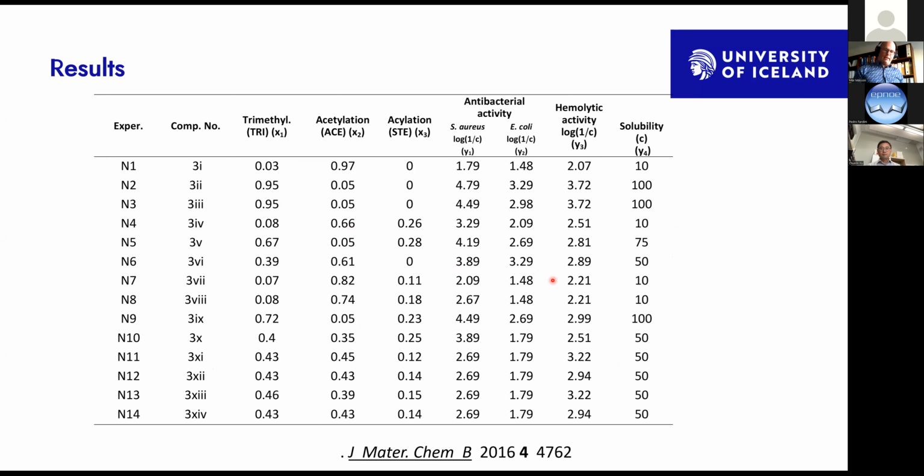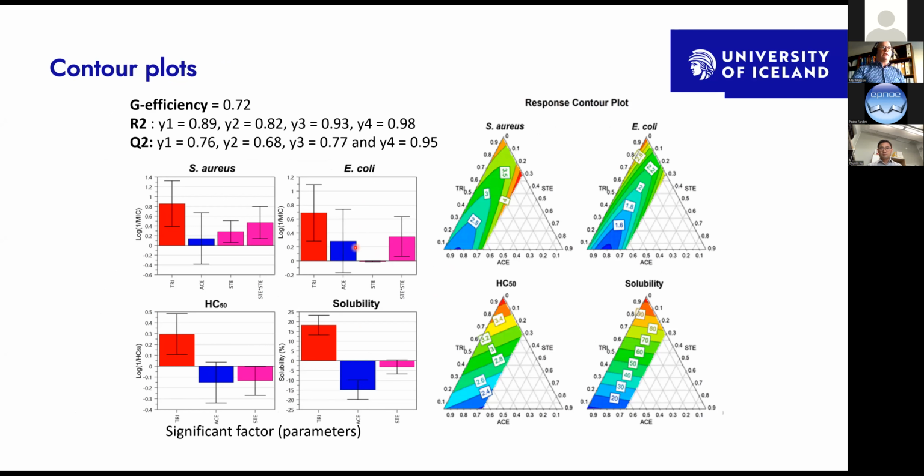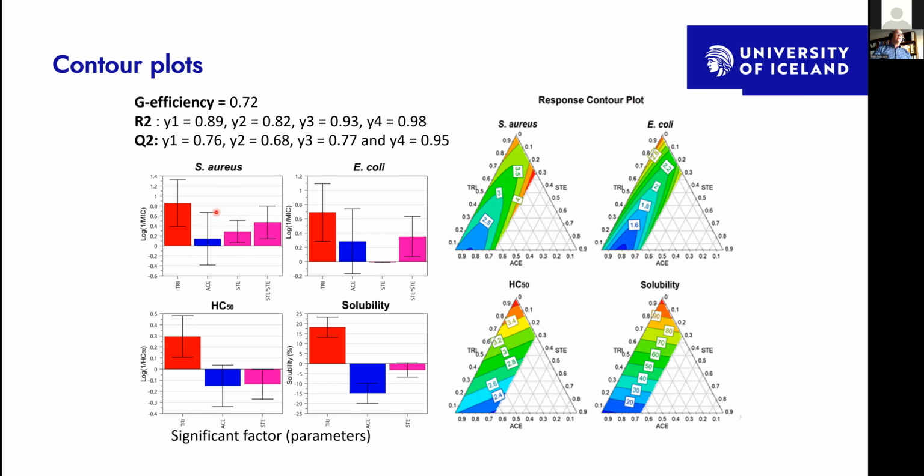Here are the activity data, and then you use the software, you remove non-significant factors, and we see here that there is a strong positive correlation with activity against bacteria, but also with the hemolysis, with the trimethylation, the cationic charge. There is no effect of the acetylation on the activity, whereas it has a negative effect on solubility. It's kind of neutral for activity.